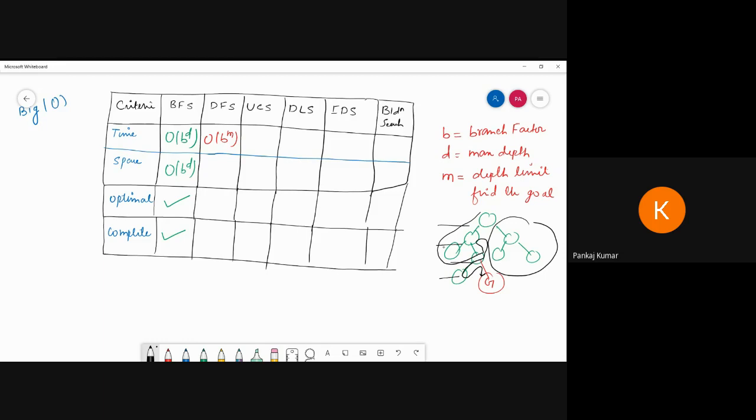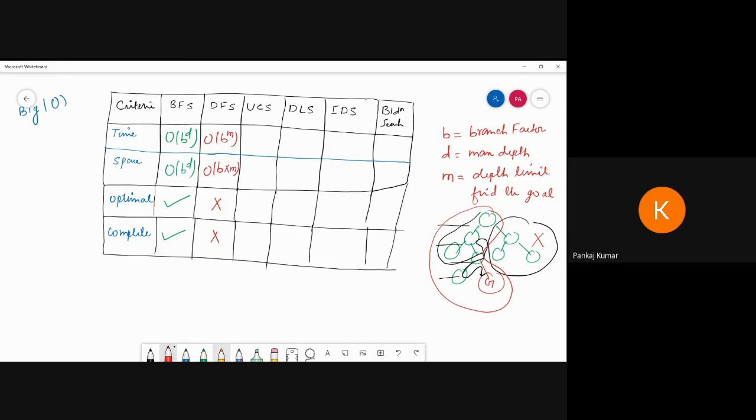So how much memory can it save? Suppose I can search only this part, and I can leave this part. So it will take order of branching factor into m. And is this optimal? No. Is this complete? No. It is optimal and complete only in special cases, so basically not complete. I'm talking about the general cases of DFS, BFS, UCS, DLS, IDS, and bidirectional search.